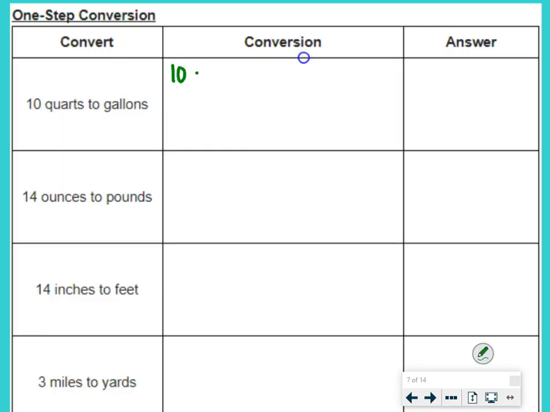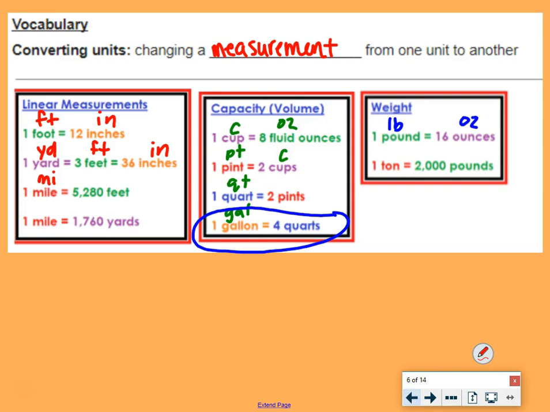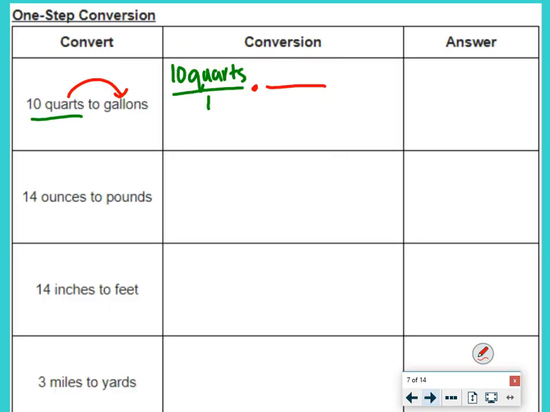We're going to write 10 quarts, what we're given, and put it over 1. That's what we're always going to do. We're going to take 10 quarts and put it over 1. And then we are going to multiply that by what we call a conversion factor. So we need to figure out how many quarts are in a gallon. Well, if we go back to our list, we know that there are 4 quarts in 1 gallon. So our conversion factor would be 4 quarts per 1 gallon.